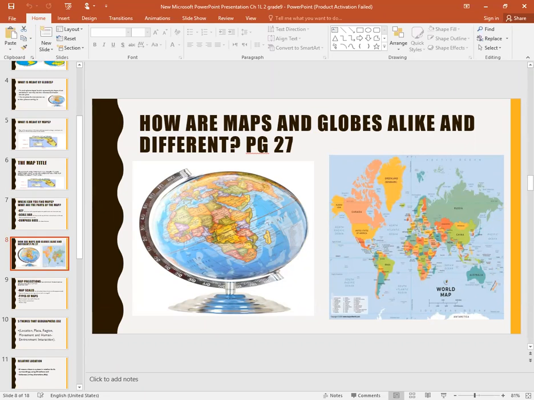So now we have to differentiate between using globes and maps. Globes and maps are alike and different at the same time. As you can see on page 27, you'll find the difference between using maps and globes. I'll give you 2 minutes to think about the difference, or only 1 minute because we're running out of time. The difference between using maps and globes.